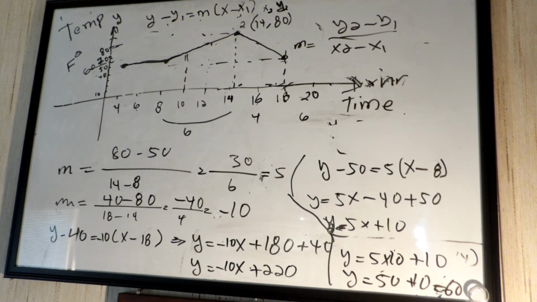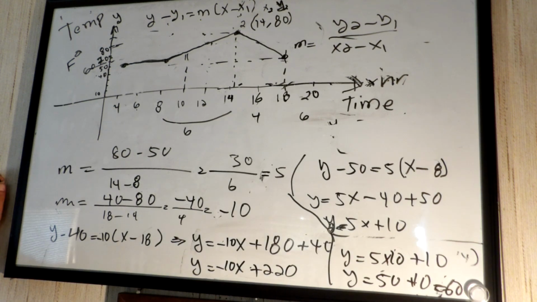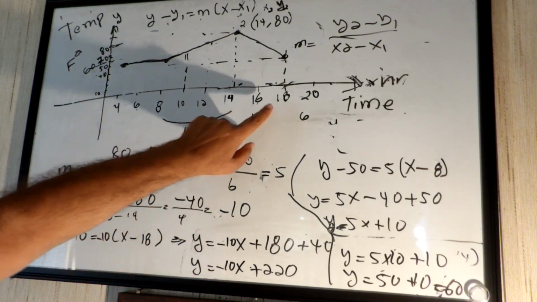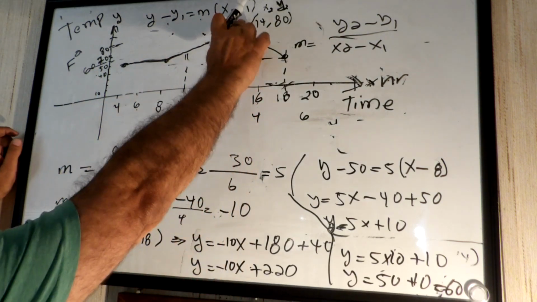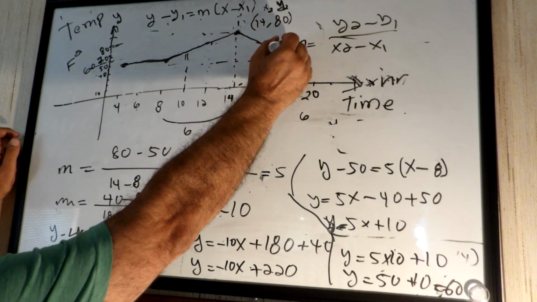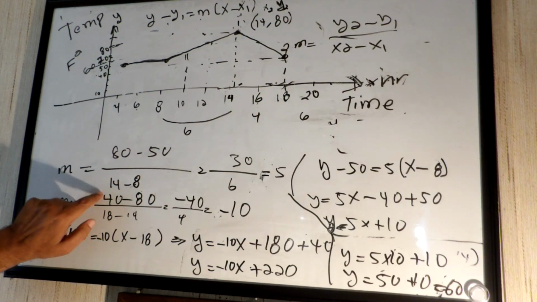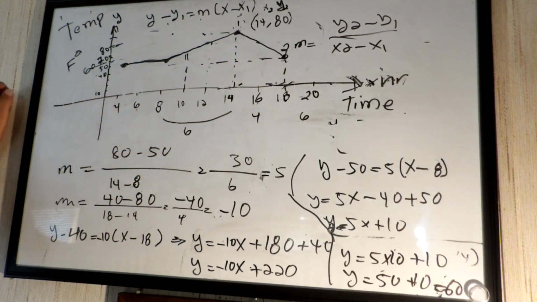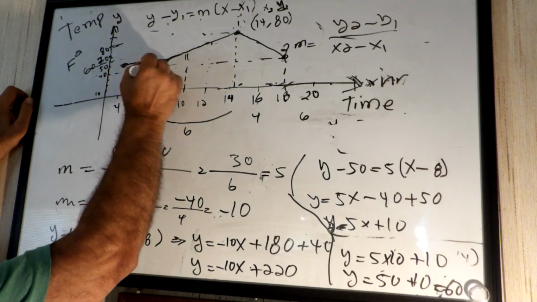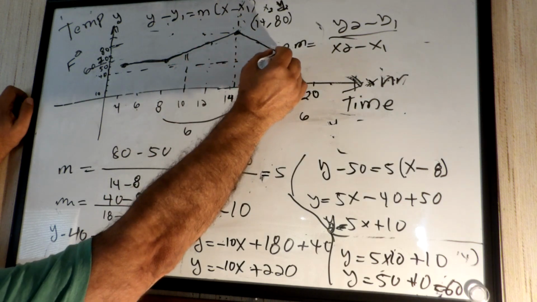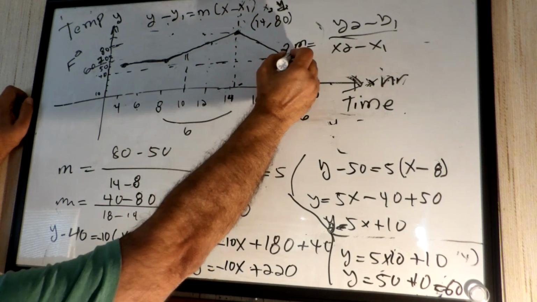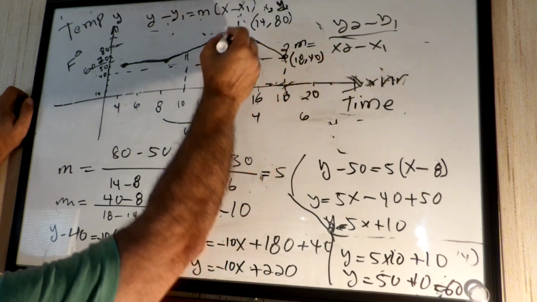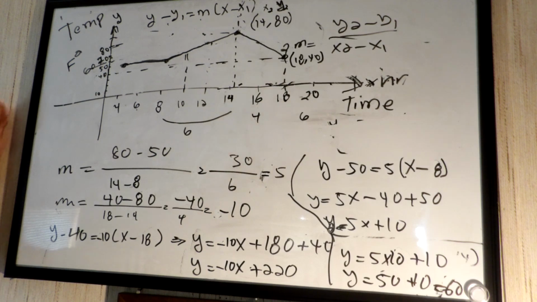Now we get to the other part. Okay? See here, the same things. We use this as point 1, going from point 1 to point 2. Okay? Point 2, y2, this is 40. This is 18 and 40, and this is 14 and 80.